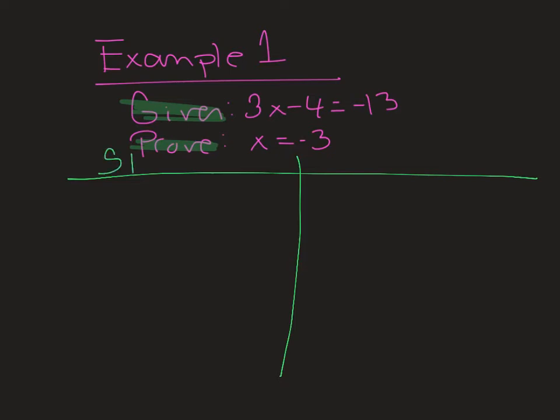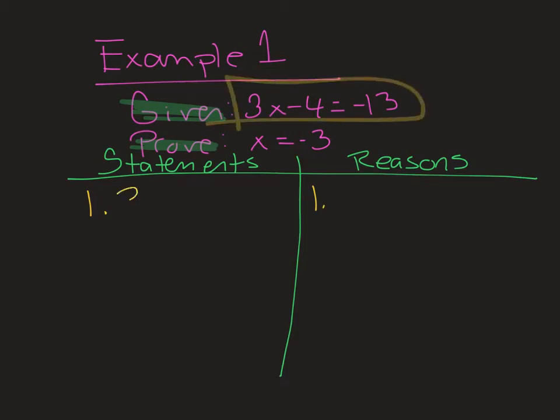The statements go on the left, and the reasons go on the right. So two columns, one for your reasons, one for your statement. You always, always, always start with your given information. So again, this is your given information here. So we're given this equation, 3x minus 4 equals negative 13. The reason we know that information is because it was given to you. So your first reason should always be given in every single proof that we do.